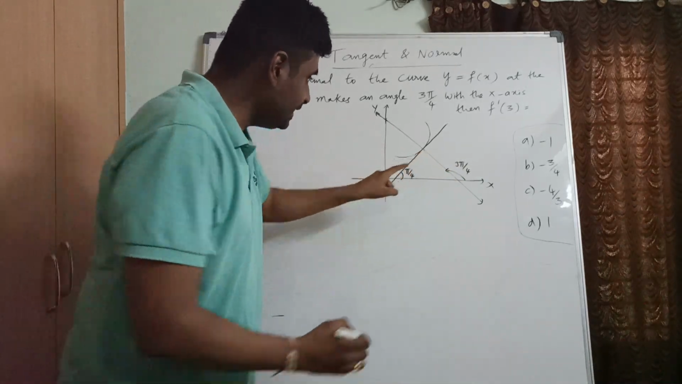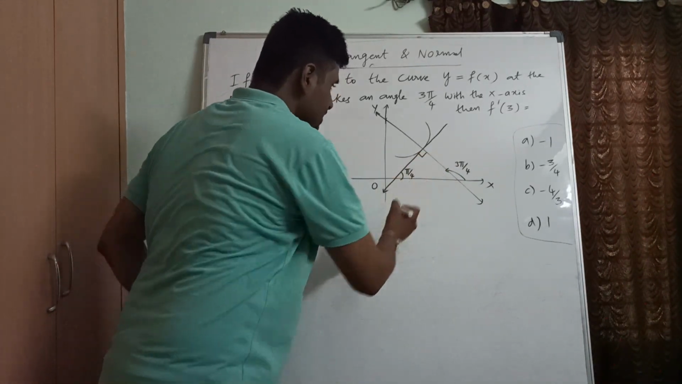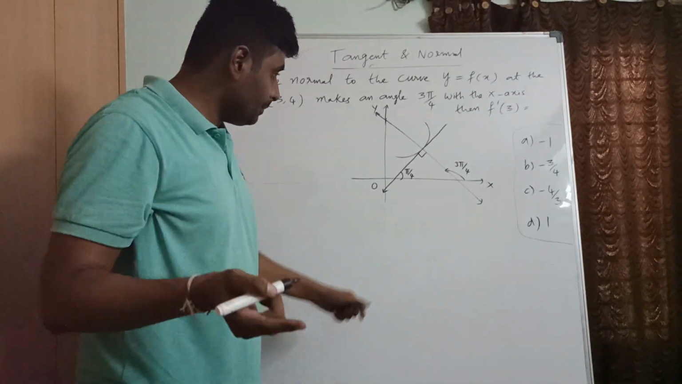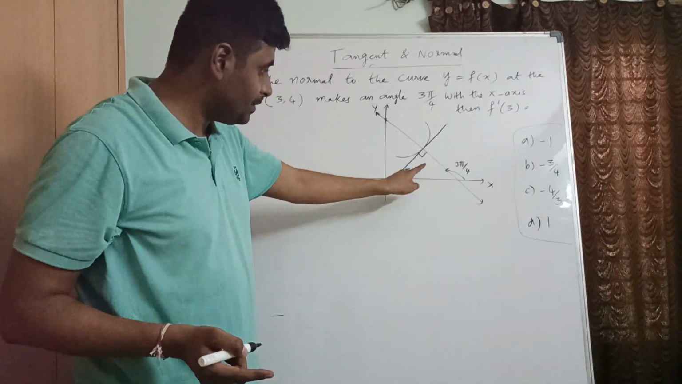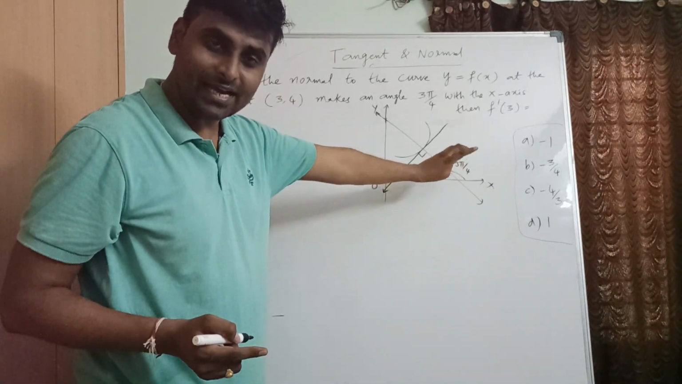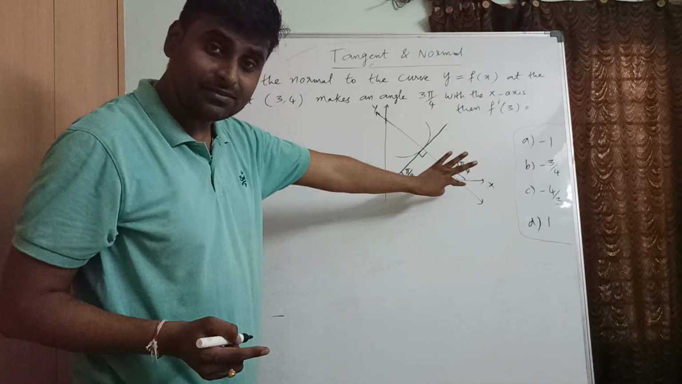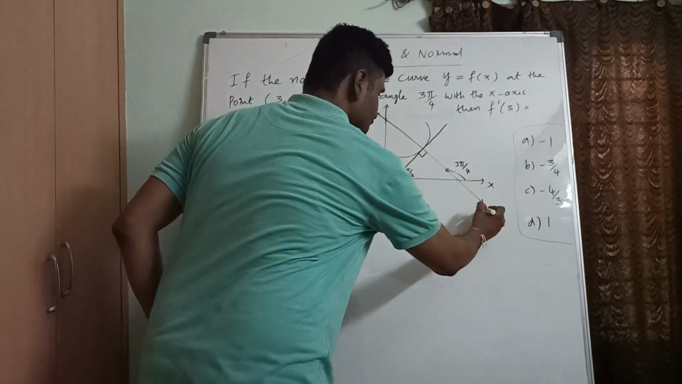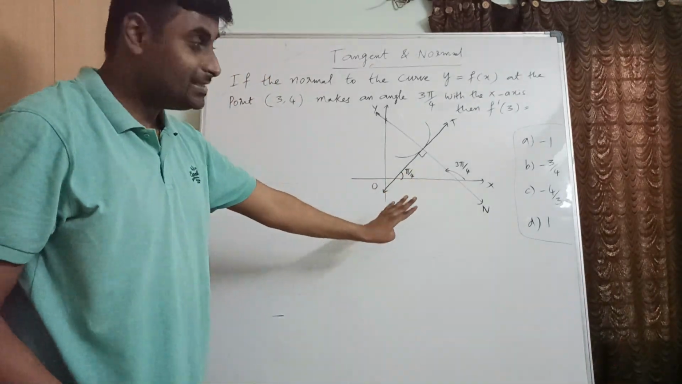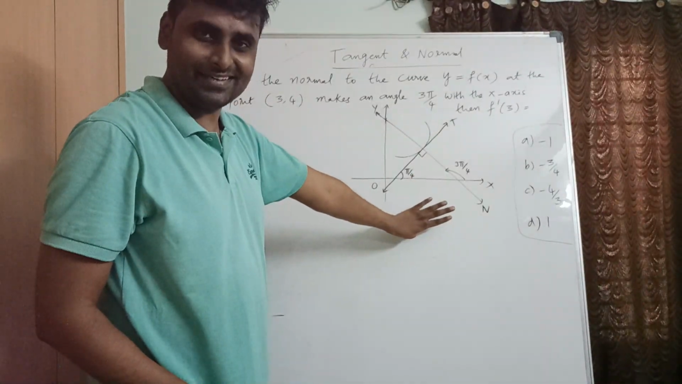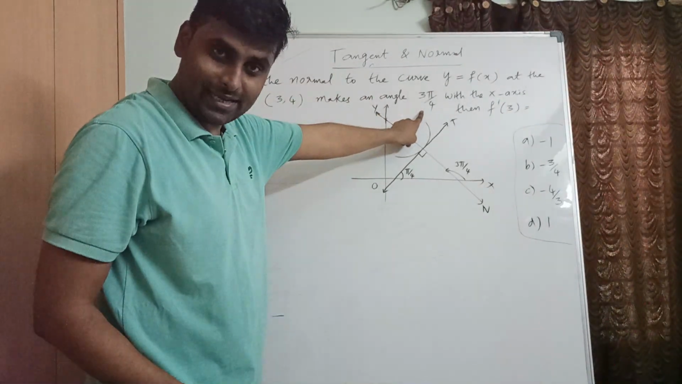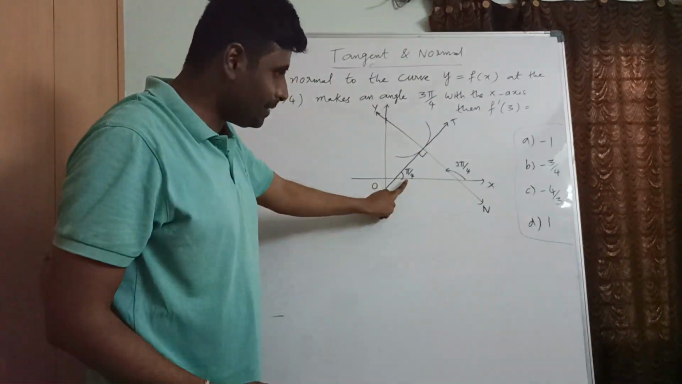Sum of interior angles equals the exterior angle, which we have discussed in the previous lecture. In our previous video we have discussed this. Sum of these two angles equals the outside angle, which is the inclination of the normal. So this is the normal, this is the tangent. Actually if you know this concept, there is nothing to write. Whenever the normal is making 3 pi by 4 angle, then the tangent makes pi by 4 angle.